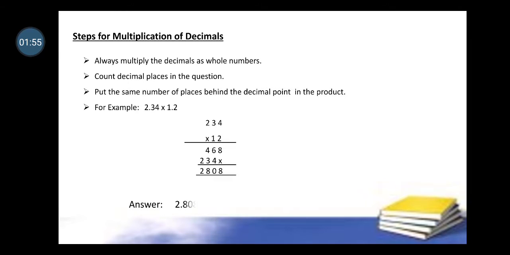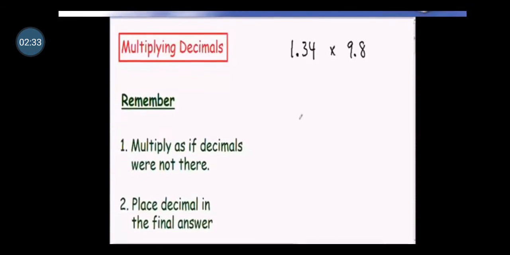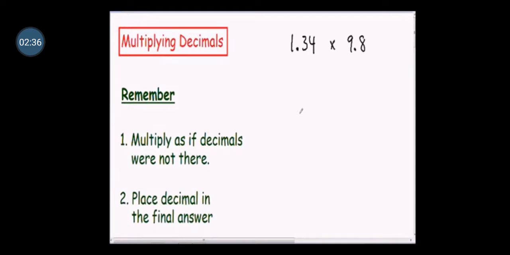So now we have to count the decimal places in the question. We can see that in 2.34 there are 2 decimal places and in 1.2 there is 1 decimal place. And in total there are 3 decimal places. So in the product, that is 2808, we have to put 3 places behind the decimal point, or if we start from the right hand side, we can say that after 3 digits from the right hand side, we have to place the decimal point. Now let's learn through some examples.